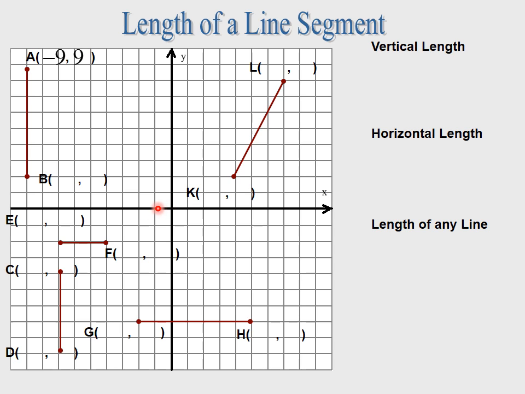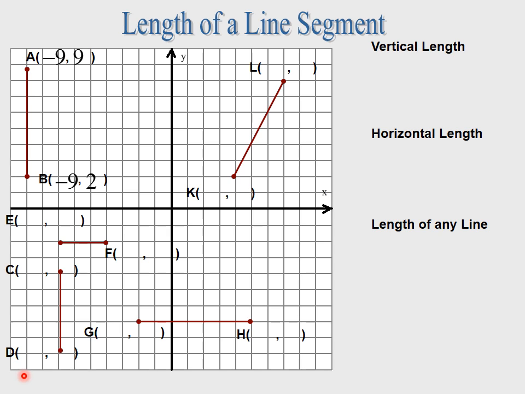-9, so we count over 9 squares, 1, 2, 3, 4, 5, 6, 7, 8, 9, and then up 9, so 1, 2, 3, 4, 5, 6, 7, 8, 9. So this point is at -9, 9. Let's go ahead and label all of the rest of our points.